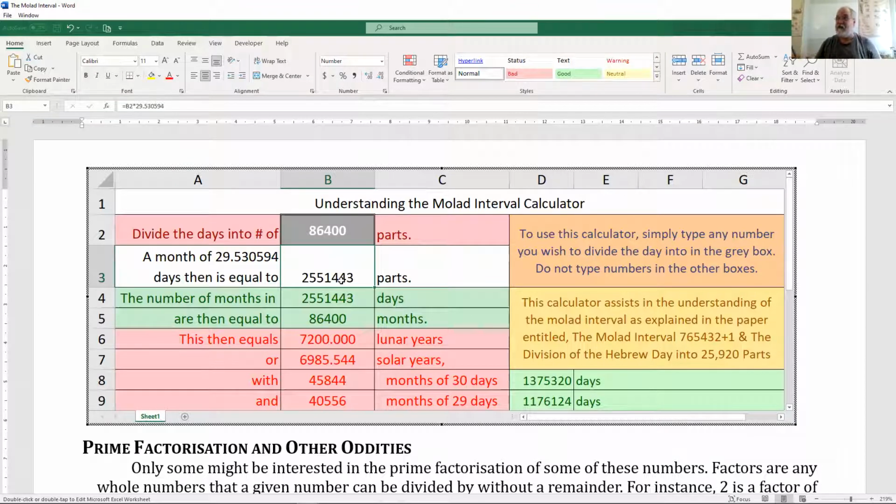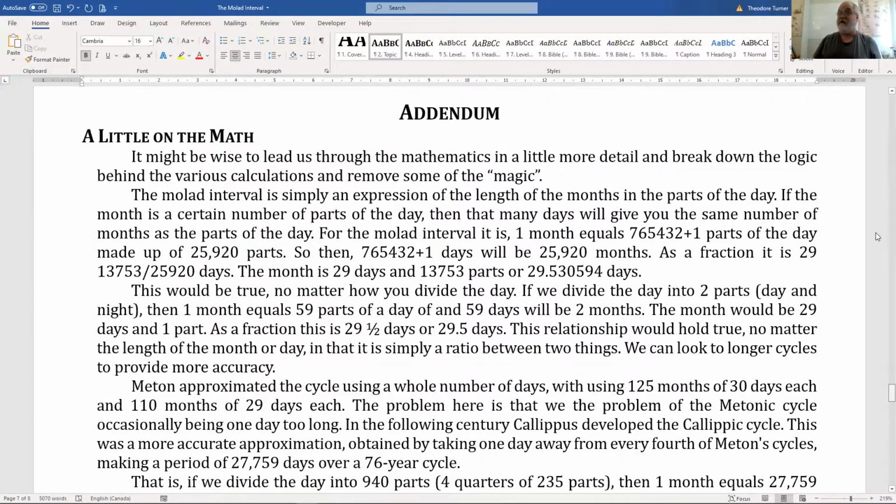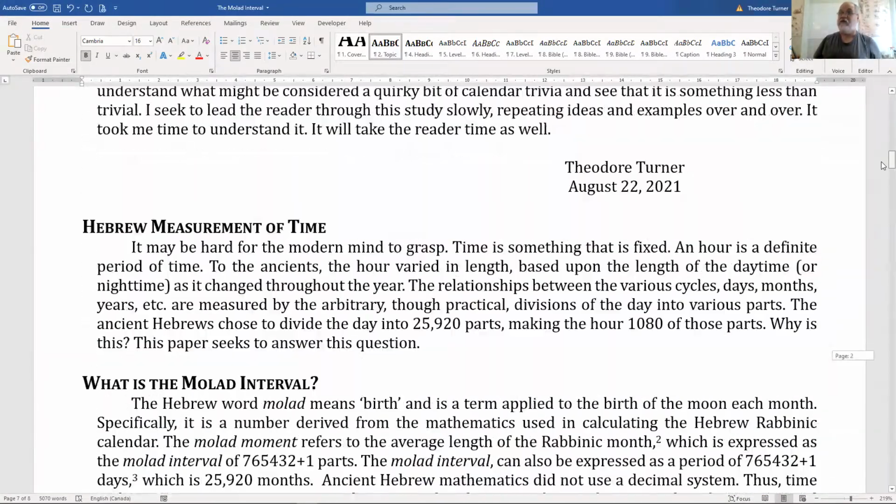So if we broke this down, we would find that it would be 29 days. But also it would be true that in a period of 2,551,443 days, we would have 86,400 months. And that would be a period of 72,000 lunar years and nearly 7,000 solar years. So this is what we're wanting to understand. Because if we're trying to use this calculator and applying it to prophetic periods, we need to know what it means.